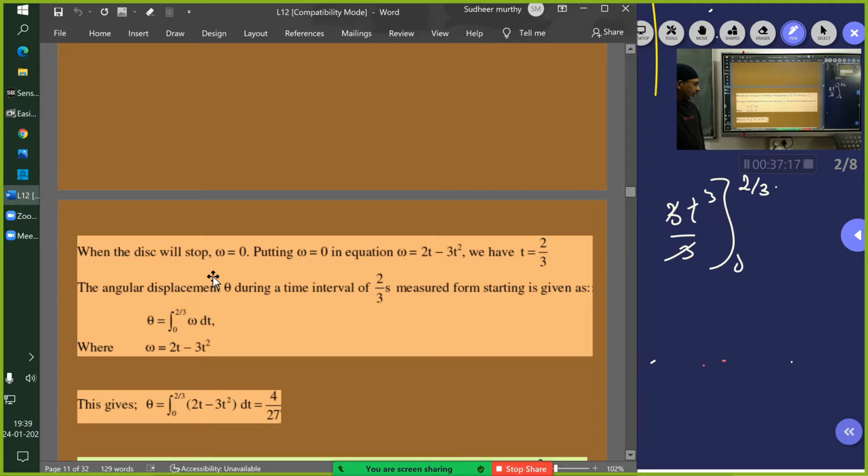So this gives theta as 4 by 27. Yes, sir.